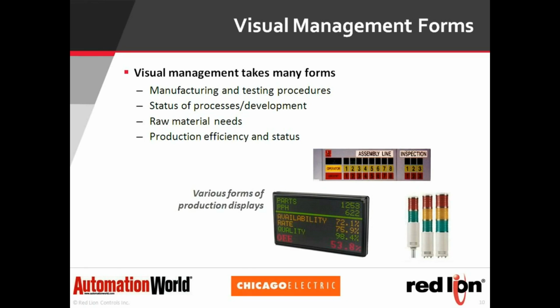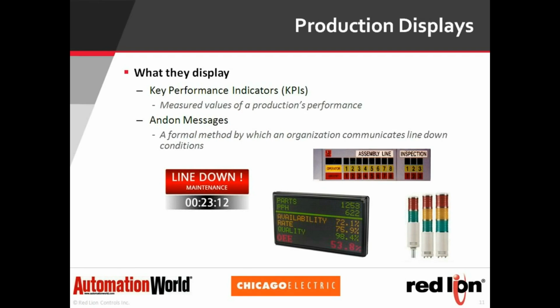Now, the type of visual management where KPIs and andon messages help drive productivity is by communicating key performance indicators to the personnel on the plant floor. So I keep throwing this term around, KPIs, key performance indicators. That's an actual measurement of the production's performance, but more importantly, it's just as likely to be the performance of the individual running that particular piece of equipment.